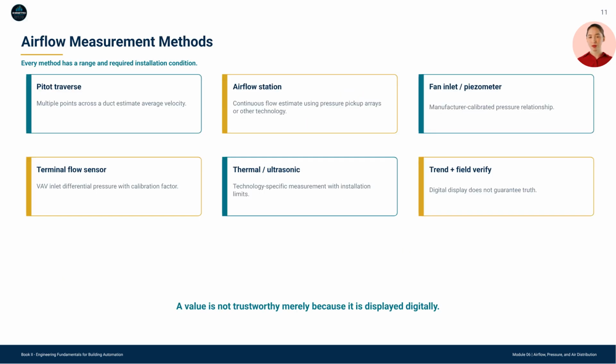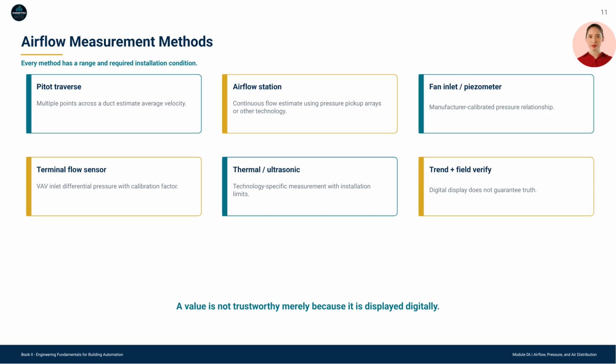There is no single perfect airflow measurement method. A pitot traverse can be accurate when performed correctly, but it requires access, straight duct, multiple points, and good technique. Airflow stations can provide continuous values, but they depend on installation and cleanliness. Fan inlet or piezometer methods depend on manufacturer relationships. VAV terminal sensors depend on calibration factors, tubing, and minimum velocity.